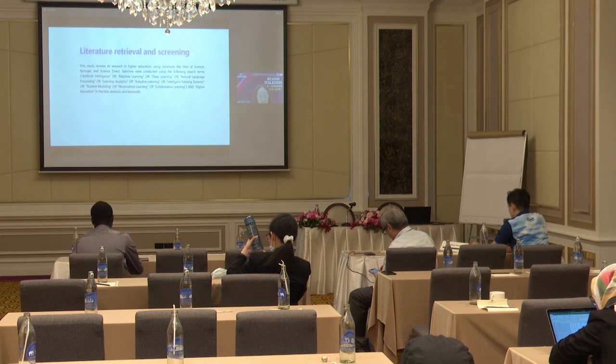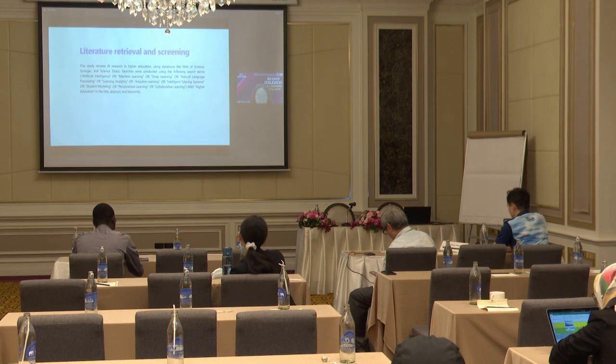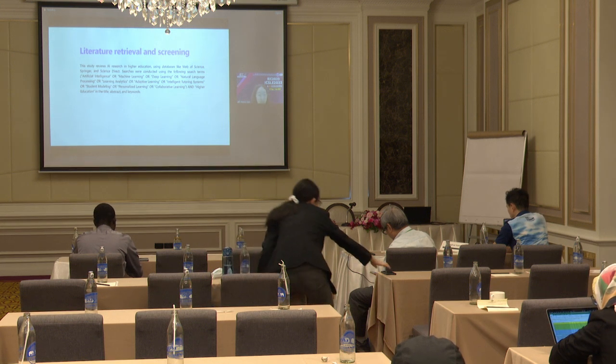This study reviewed AI research in higher education using databases like Web of Science, Springer, and Science Direct. Searches were conducted using the following search terms: artificial intelligence, or machine learning, or deep learning, or natural language processing, or learning analytics, or adaptive learning, or intelligent tutoring system, or student modeling, or personalized learning, or collaborative learning, and higher education in the title, abstract, and keywords.